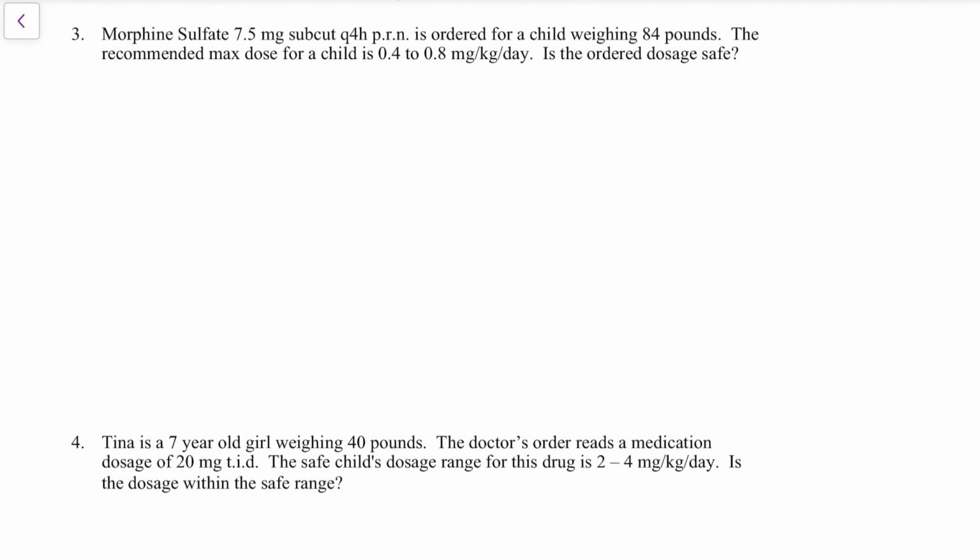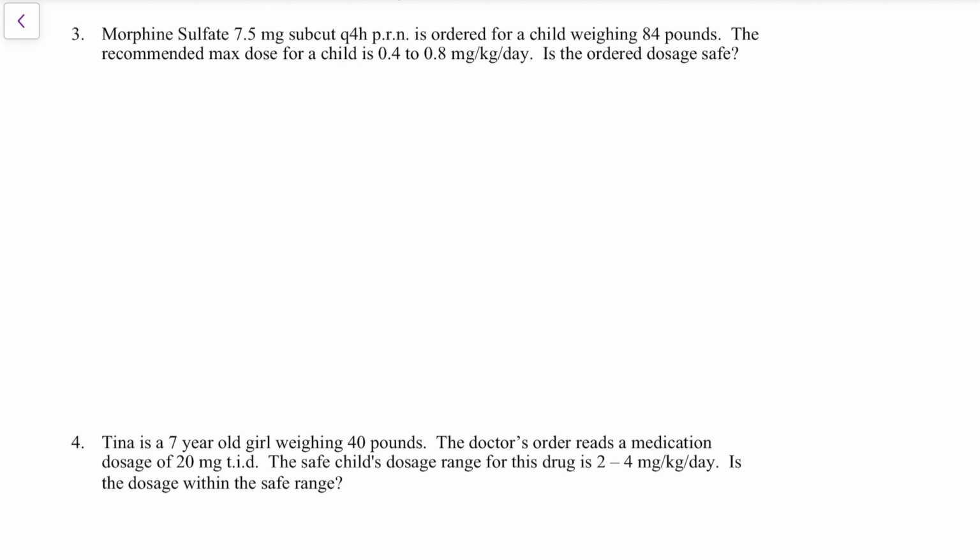Okay, so we have a morphine sulfate subcut, 7.5 milligrams every 4 hours as needed for a child weighing 84 pounds. The recommended maximum dosage for a child is 0.4 to 0.8 milligrams per kilogram per day. Is the dosage ordered safe?